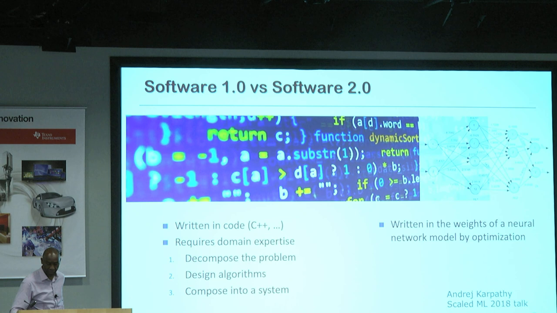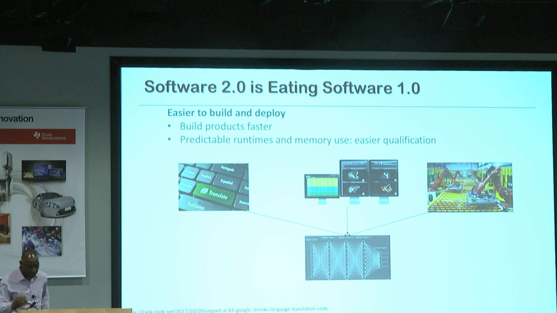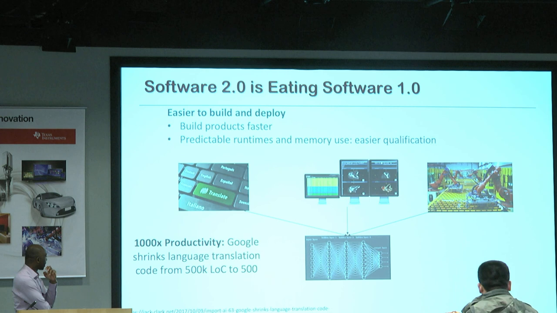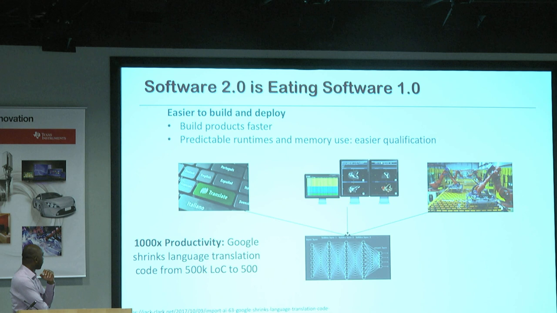So there are a couple of fundamental benefits to this software 2.0 approach. One is that it's often faster and easier to develop these models than to manually develop algorithms. And the other is that the run times and the memory requirements of these algorithms are more predictable than conventional algorithms. A really good example of where this is true is in Google Translate, right? They went from 500,000 lines of C code to 500 lines of TensorFlow code, for a 1,000x improvement in productivity.